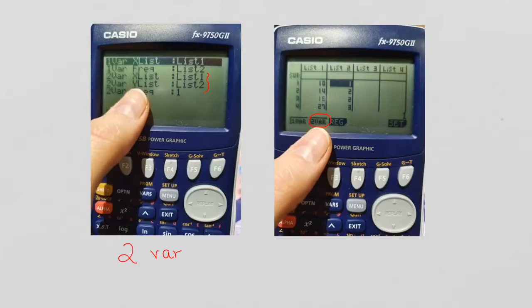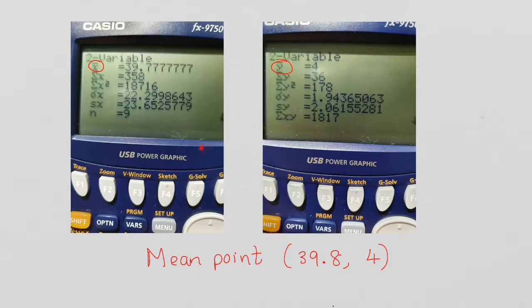I apologise, I think those two might be the wrong way round. So you press 2 variables because that's what we're dealing with. We've got X and Y variables. If you had a list of X data and this was frequencies, it would be 1 variable. X and Y, we've got 2 variables. You press 2 variables, and what you get is this kind of data here.